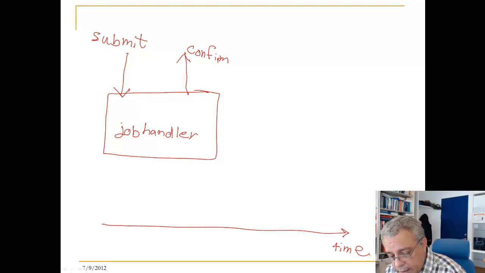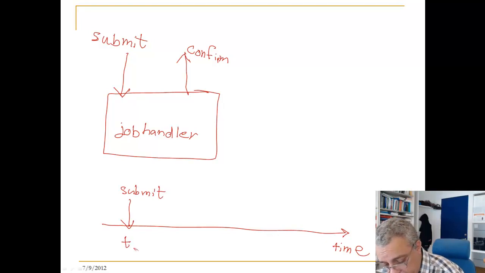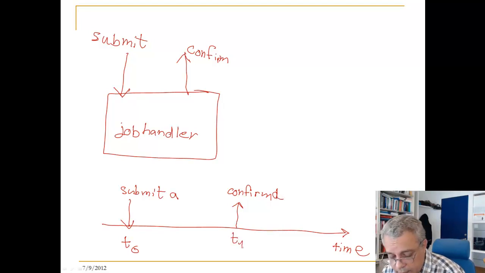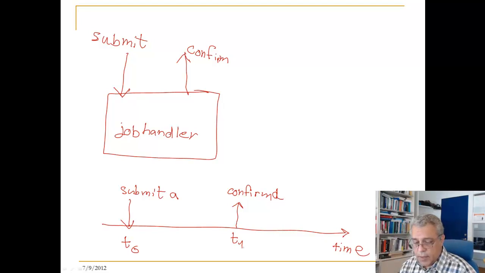And this is saying, if we submit a job here at some time t0, at some other time, eventually, we're going to get a confirm event. So if this is job A, we're going to get a confirm A at some time t1 greater than t0. So this tells us that if we look at the sequence of events, we are going to see submit events followed by confirm events.